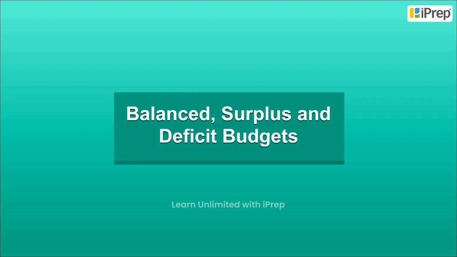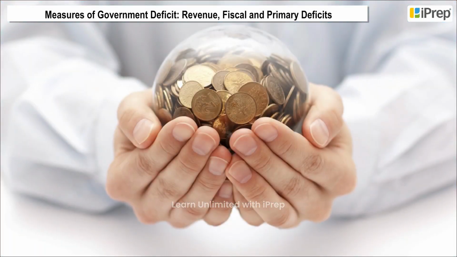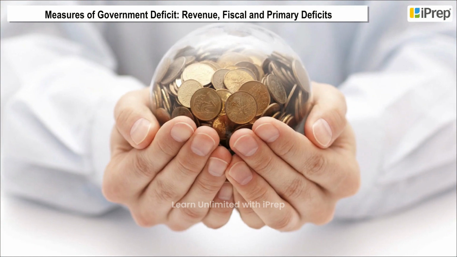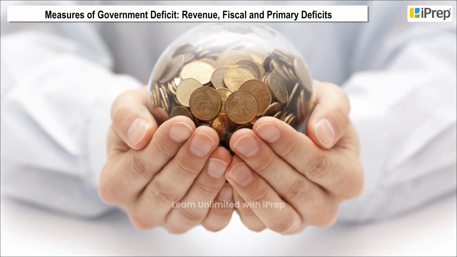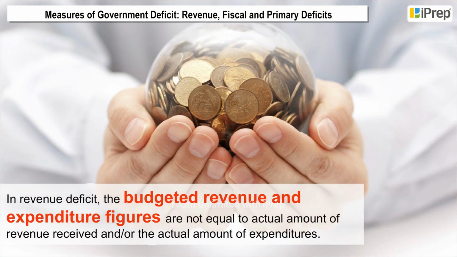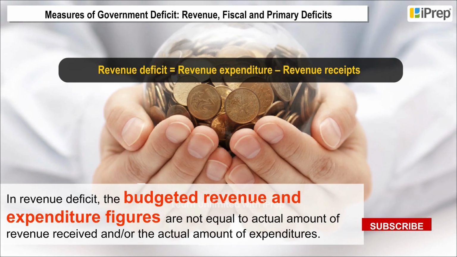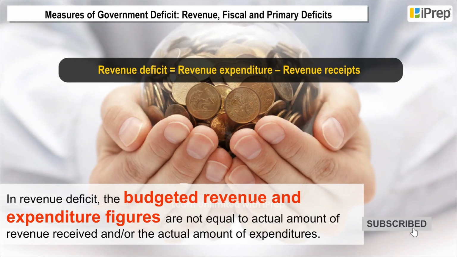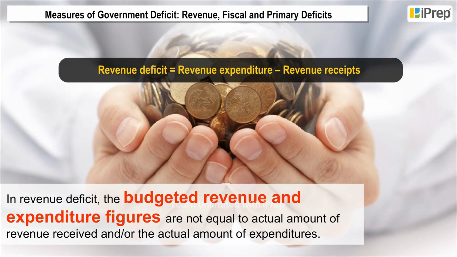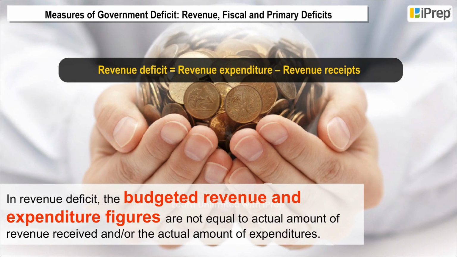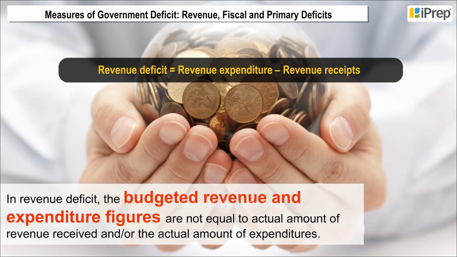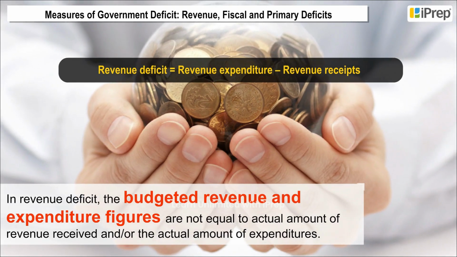Balanced, surplus, and deficit budgets. Measures of government deficit: revenue, fiscal, and primary deficits. In revenue deficit, the budgeted revenue and expenditure figures are not equal to the actual amount of revenue received and the actual amount of expenditures.